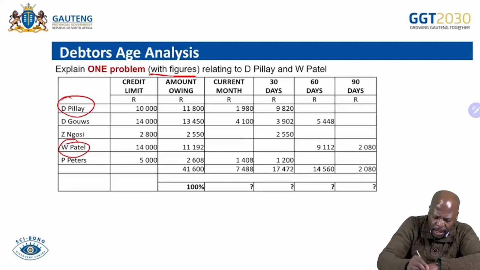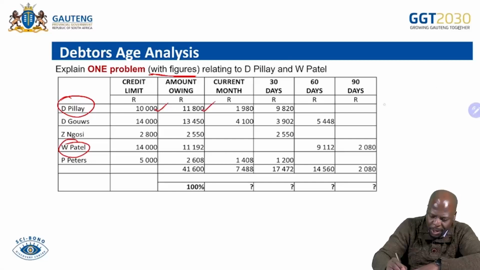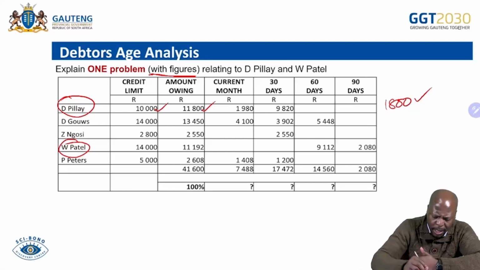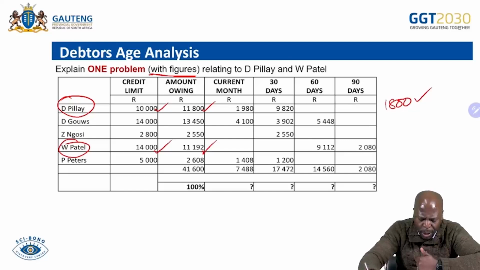Okay, limit, amount owing. You see that? So already Patel has exceeded his credit limit by how much? 1,800. That is problem with Patel. Okay, with Pillay rather. Pillay has exceeded the credit limit by 1,800. There's one problem that we can pick quite easily. Let's look at W. Patel. W. Patel credit limit is how much? 14, but the amount owing is 11,192. That is not a problem.